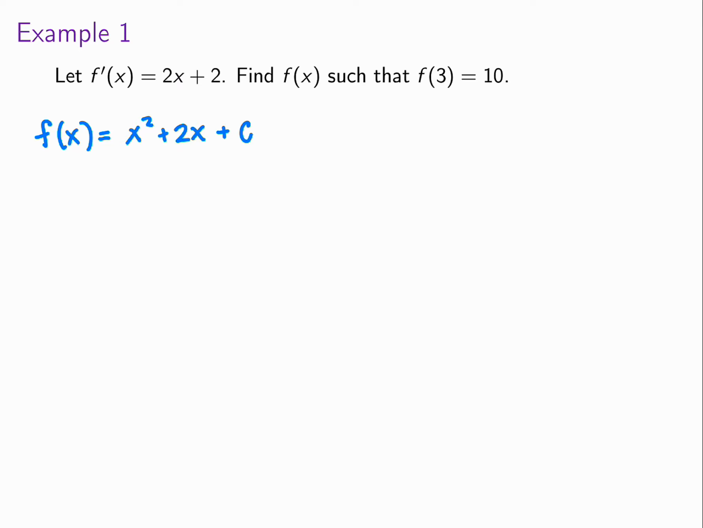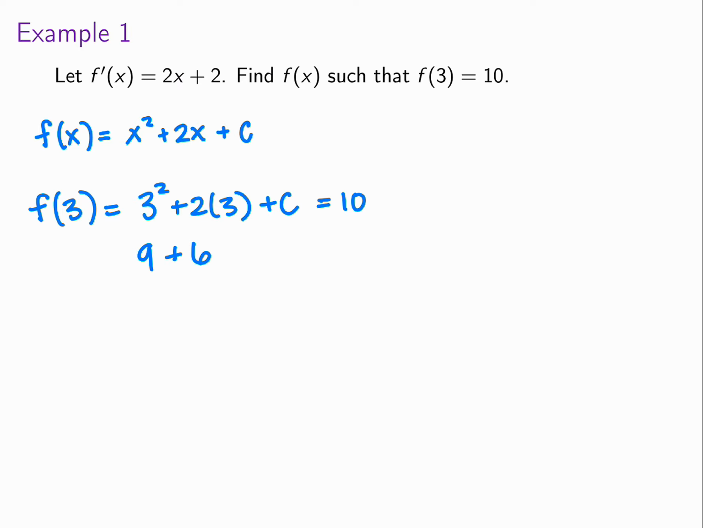We have one extra thing that is asked here. We want to find the specific f of x where f of 3 equals 10. So that means we want f of 3, which means we plug in a 3: 3 squared plus 2 times 3 plus c. Don't plug in for c. Remember, it's f of x, so you're plugging in for x's. But if we plug in that 3, we should get a 10 back. So what we're going to do is solve for c.